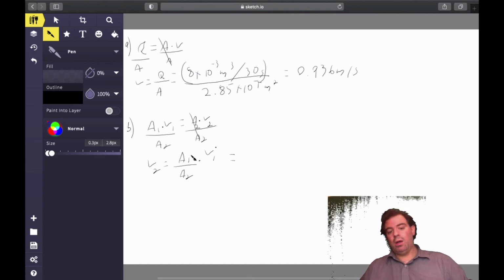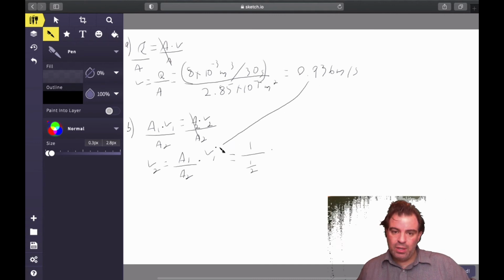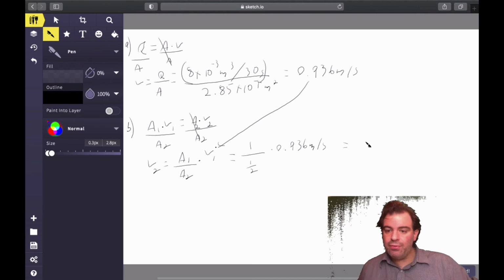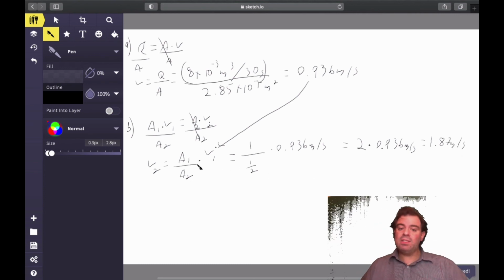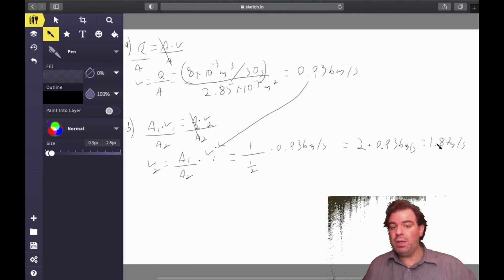Now area 1, of course, is 1, so 1 divided by 1/2 becomes really just 2 times velocity 1, which we got from here, 0.936 meters per second. So 2 times 0.936 meters per second gives us 1.87 meters per second. And it makes sense. If you really sit and think about it, it makes perfect sense. If you halve the area, you are going to double the speed, because these two have an inverse relationship.